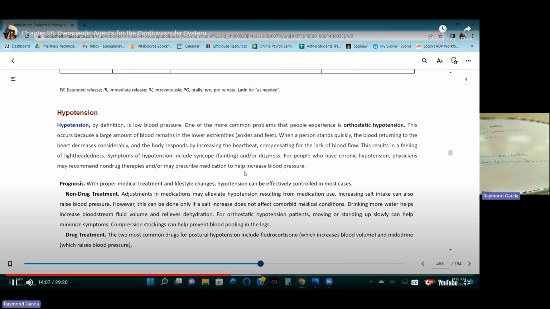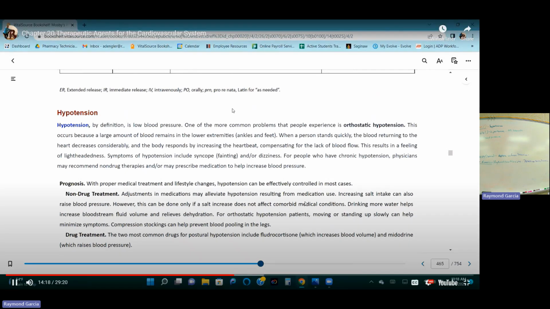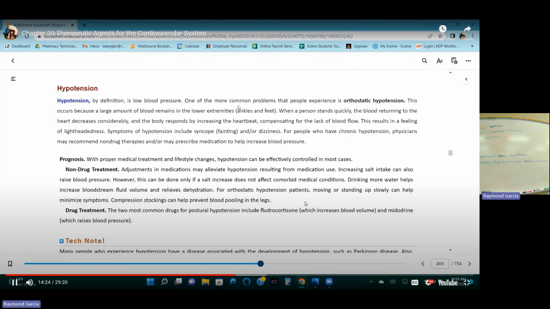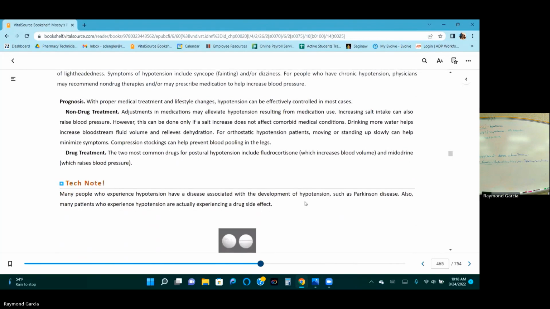Hypotension is low blood pressure. One of the more common problems that people experience is orthostatic hypotension. This occurs because a large amount of blood remains in the lower extremities, the ankles and feet. So whenever a person has swelling on the bottom of their feet or the extremities, sometimes that could be dealing with hypotension. Quickly, the blood returning to the heart decreases considerably, and the body responds by increasing the heartbeat, compensating for the lack of blood flow.